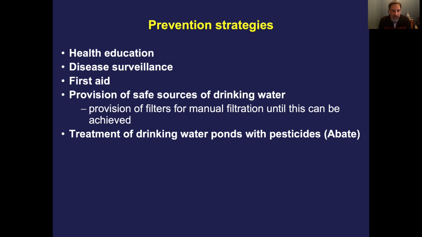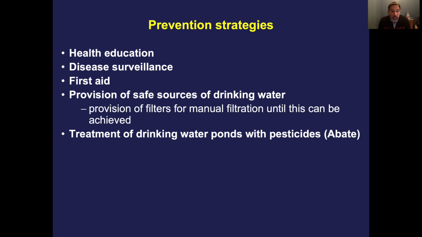So what are some of the strategies? Well, there's health education, educating people on how Guinea worm is transmitted and how to avoid it; disease surveillance, so looking for cases and then targeting health education; and other strategies like first aid. Treating cases of Guinea worm can result in preventing or disrupting the life cycle. Providing safe sources of drinking water also has many other secondary benefits.